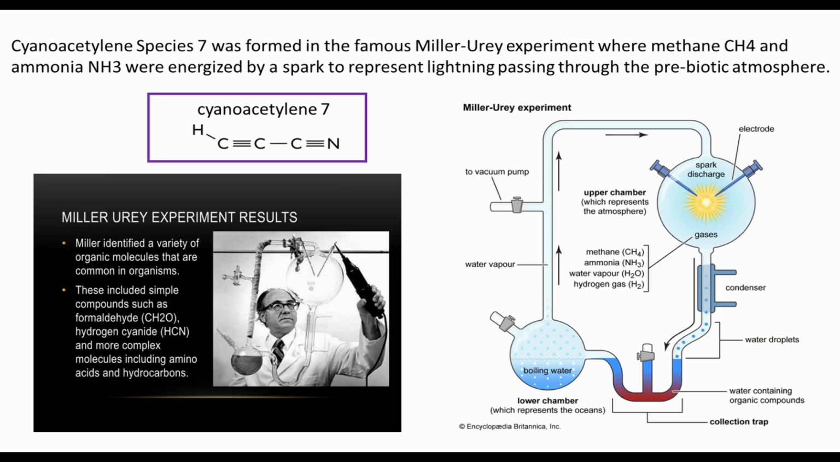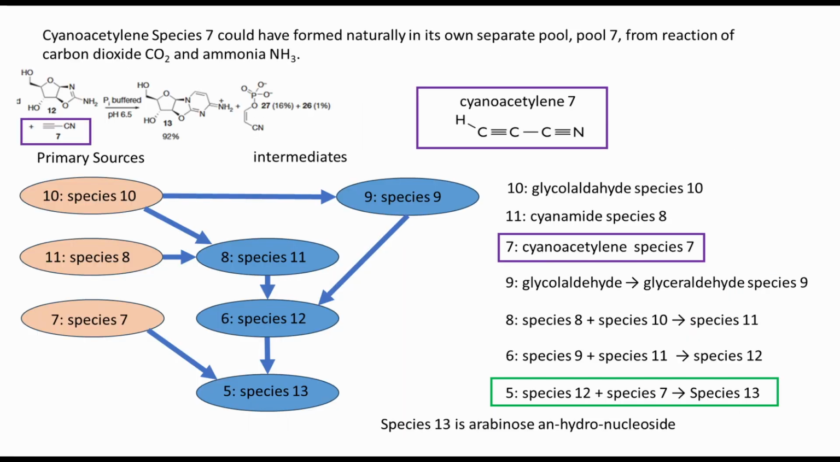Cyanoacetylene species 7 was formed in the famous Miller-Urey experiment, where methane CH4 and ammonia NH3 were energized by a spark to represent lightning passing through the prebiotic atmosphere. So, cyanoacetylene species 7 could have formed naturally in its own separate pool, Pool 7, from a reaction of carbon dioxide CO2 and ammonia NH3.